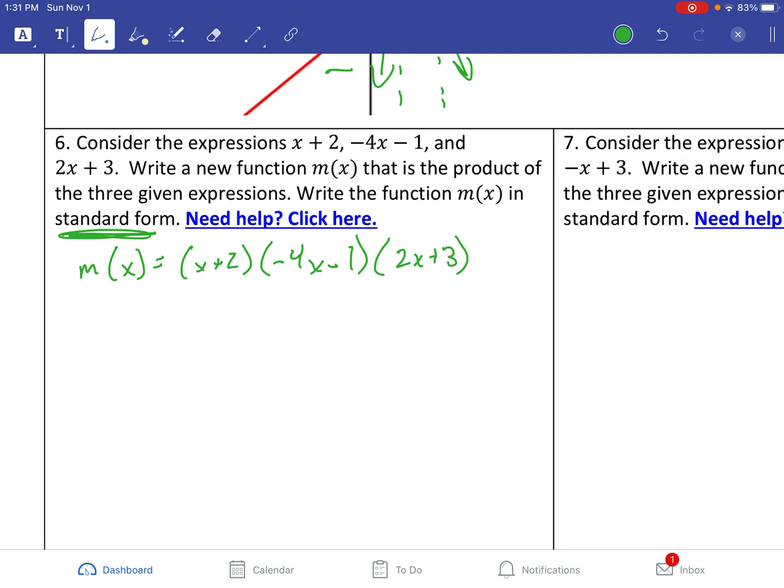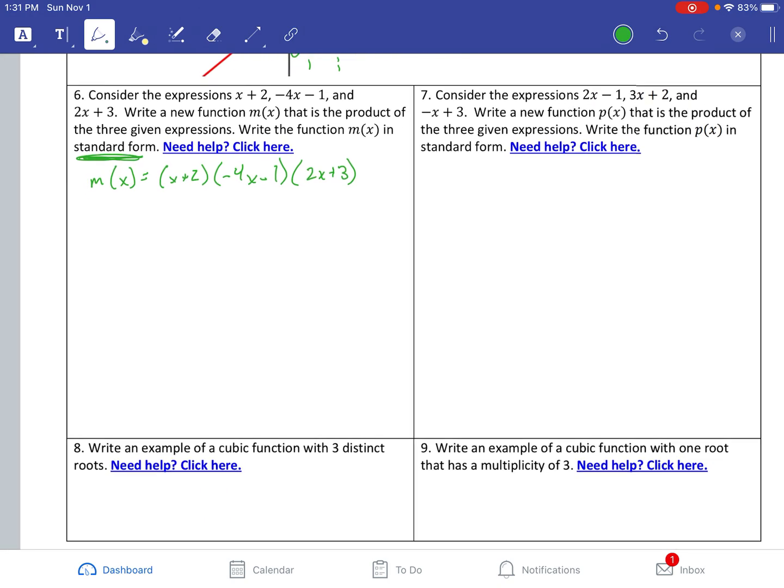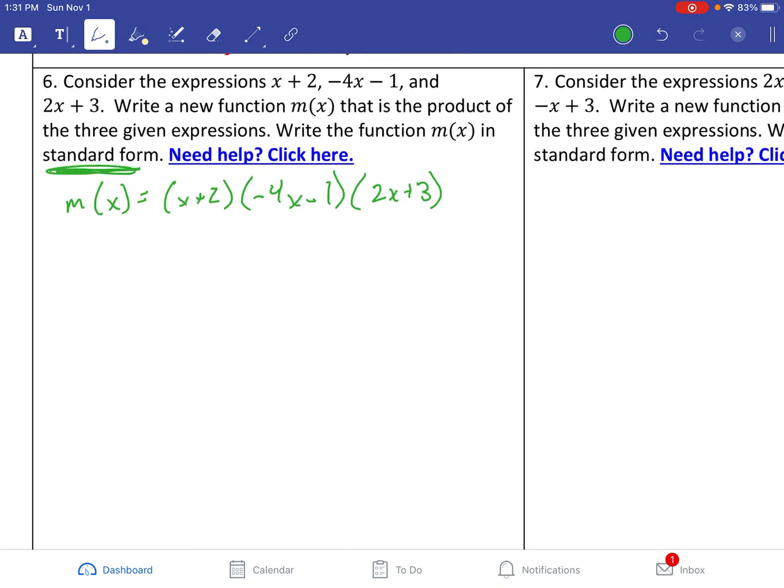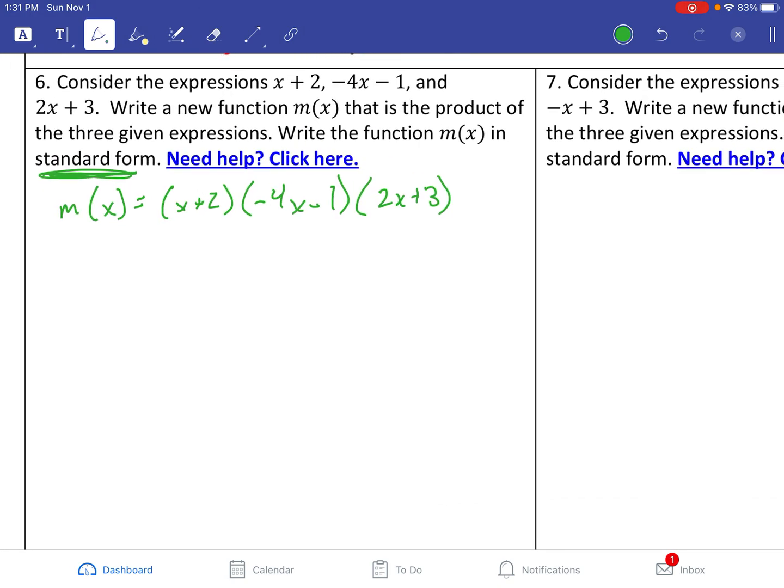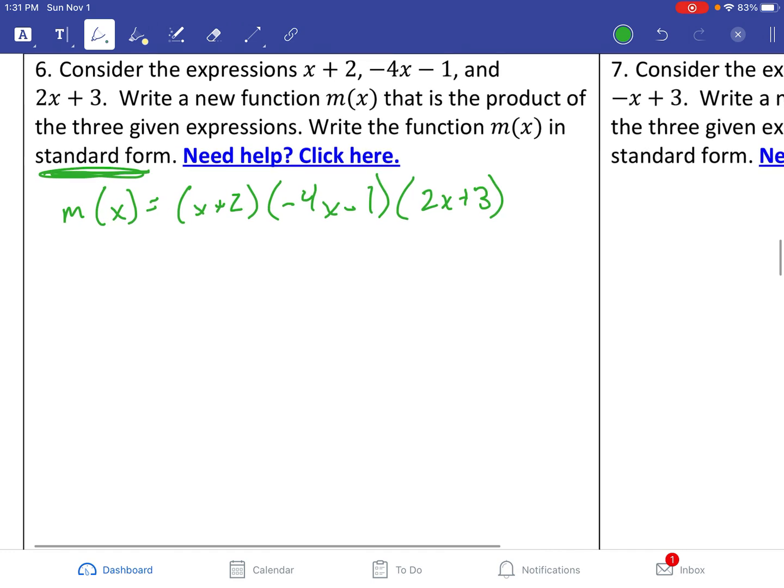Now if you were in the Zoom sessions late last week, I mentioned this a couple times. If you have 3 expressions, you can only multiply 2 at a time. So let's take the first 2. It looks like there are 2 of these types of problems. So I'm going to do the rainbow method in one and the box method in the other one. So the rainbow method comes first. So we have x plus 2 and negative 4x minus 1.